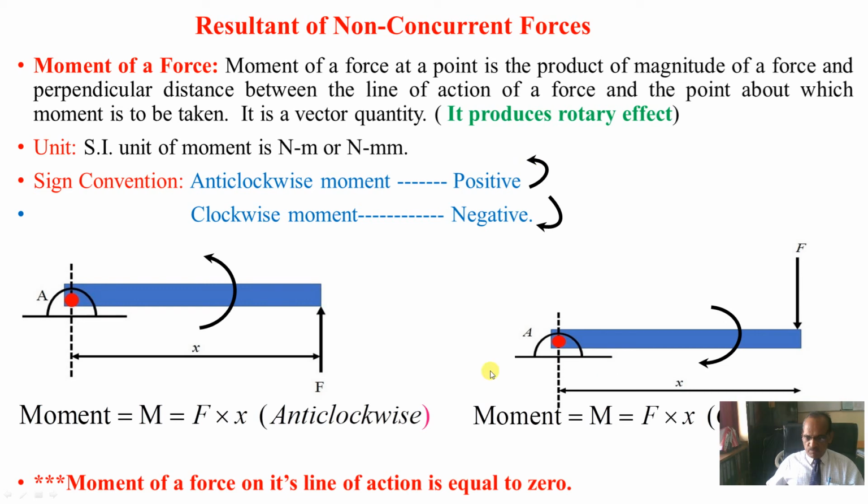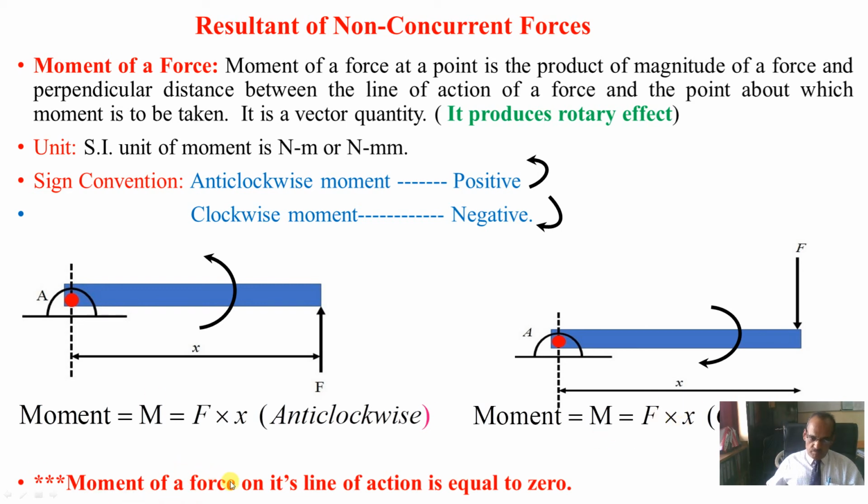Now the same force, if it is acting in the downward direction, then it will produce the moment in clockwise direction. Magnitude will be the same, F into x, because distance is the same, everything is the same. Only the direction is reversed, upward has now become downward. That's why the magnitude will be the same.